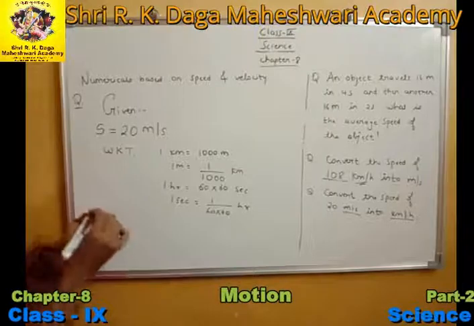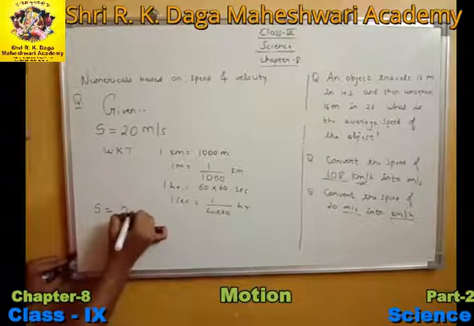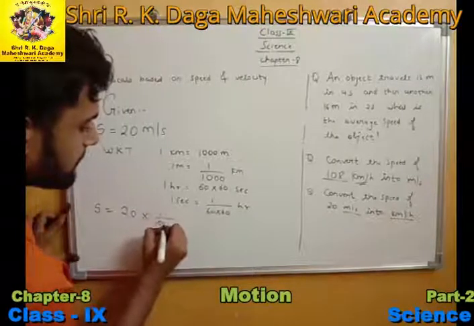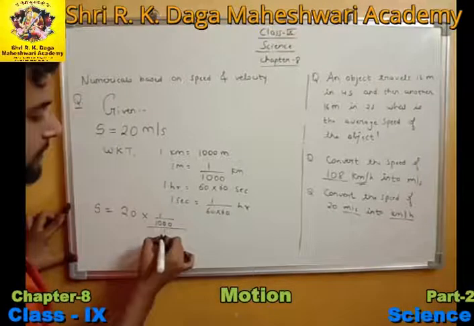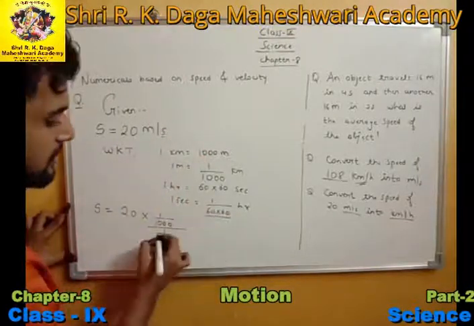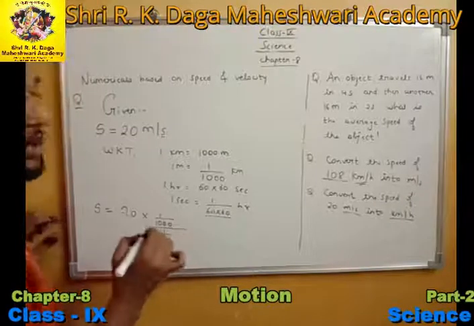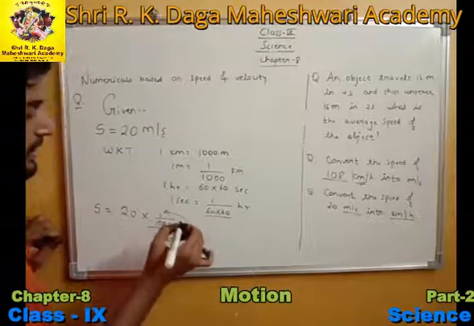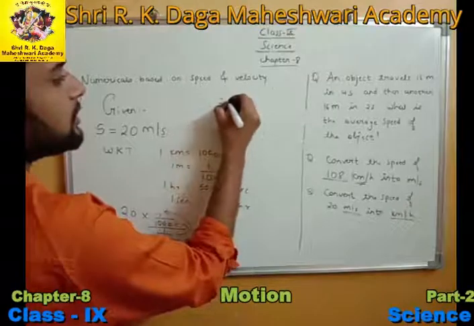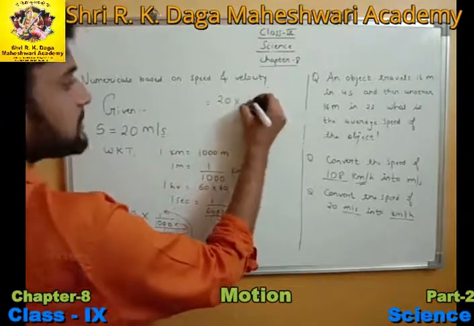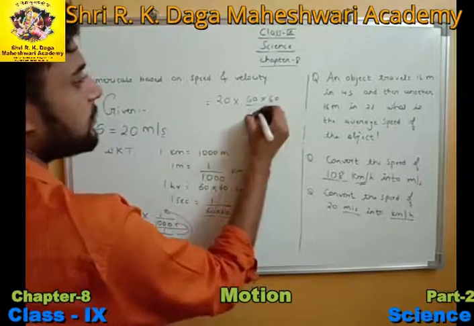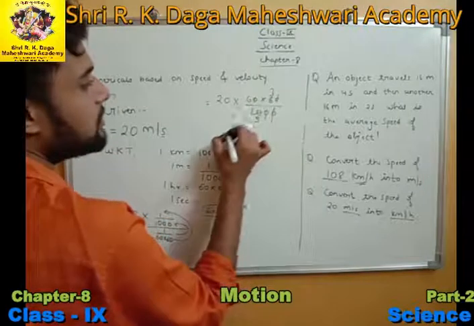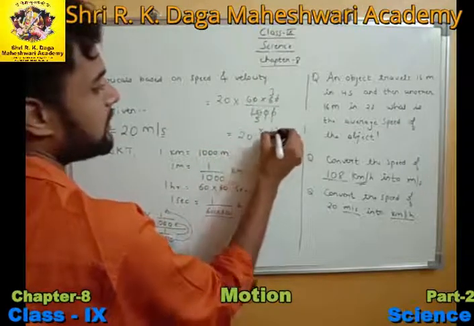Now we have to convert this speed. So S is equal to 20. For this meter, I can write 1 upon 1000, divided by, for this second I can write 60 into 60. Now what will happen? On solving, what do we get? 20 into 60 into 60 divided by 1000. Zeros cancel, 2 3s are 6, 2 5s are 10. So 20 into 18 by 5.